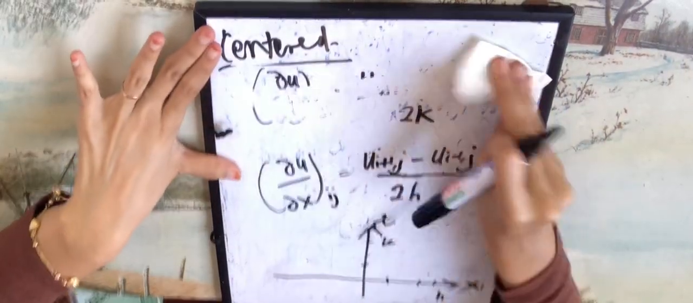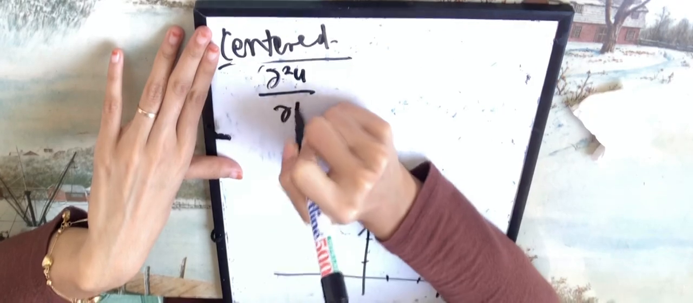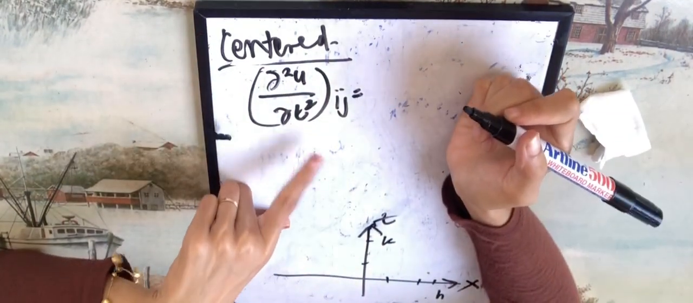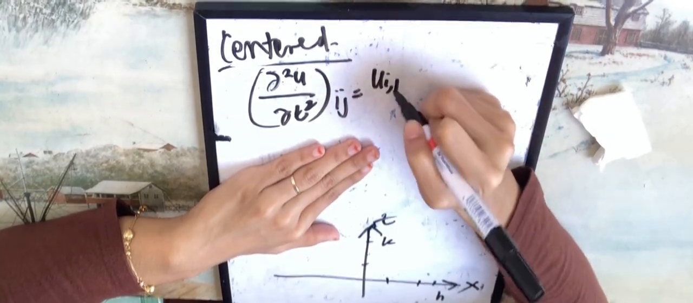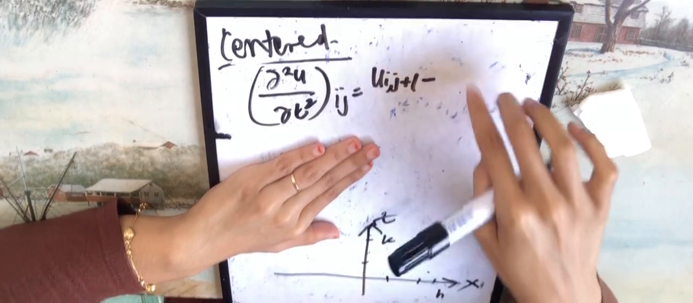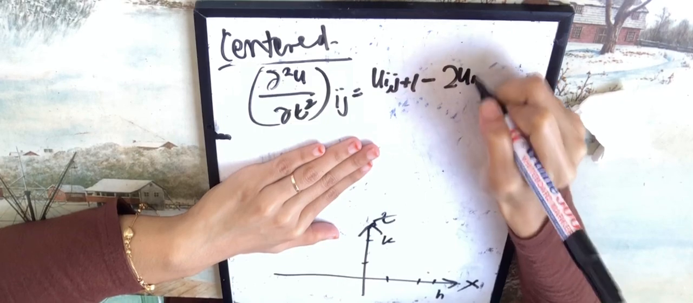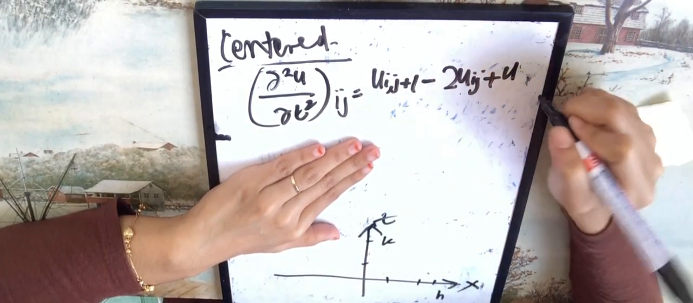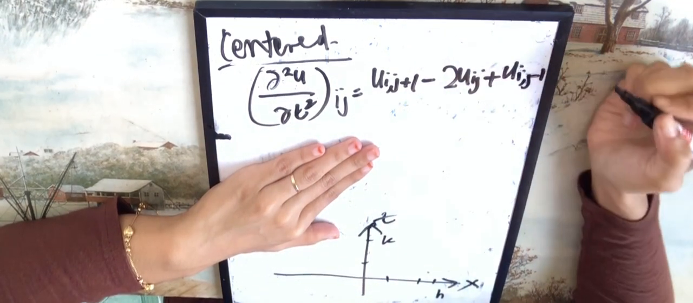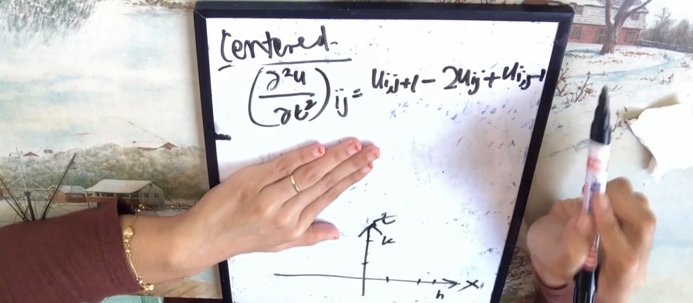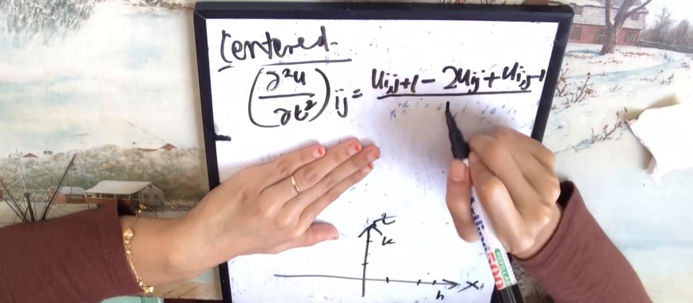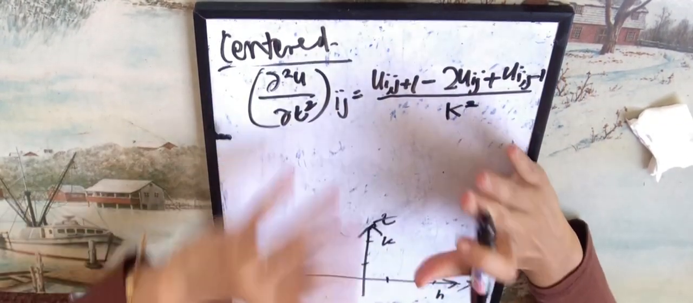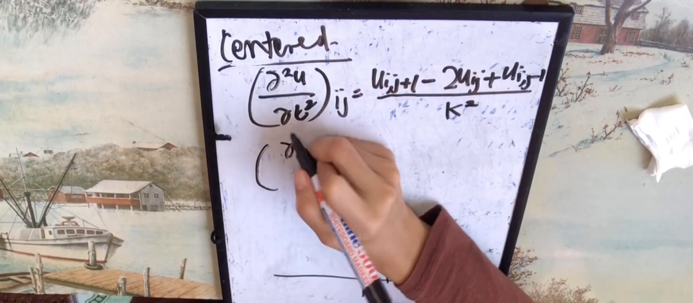You have one last formula, centered, but this is for second order, d square u dt square. It is the same as the centered for first order: you start with u i j plus 1, but at the center there is an extra term, minus 2 u i j, then continue with u i j minus 1, and it is divided by k square. It is not only k, it is k square. This is centered for t.